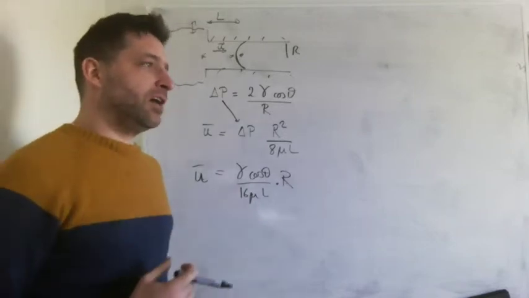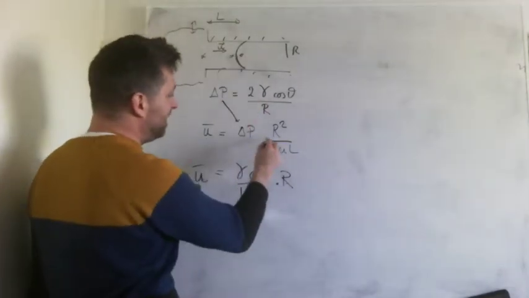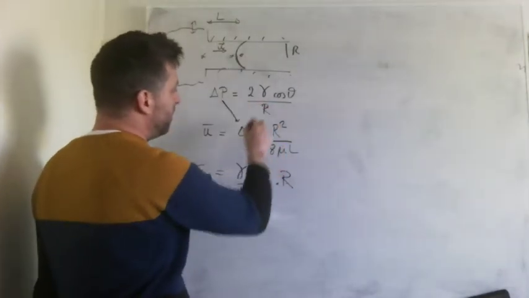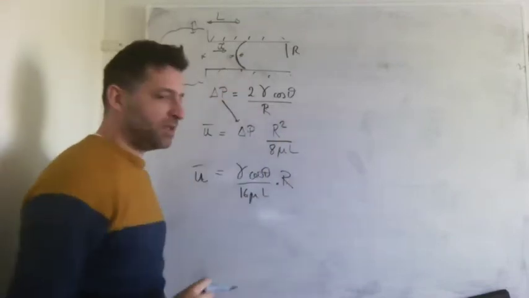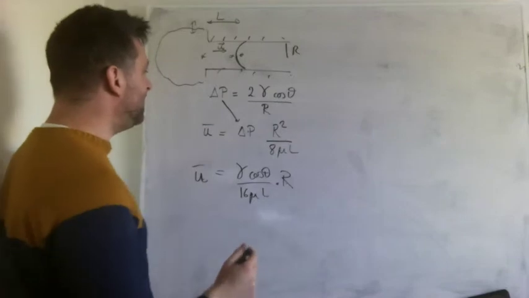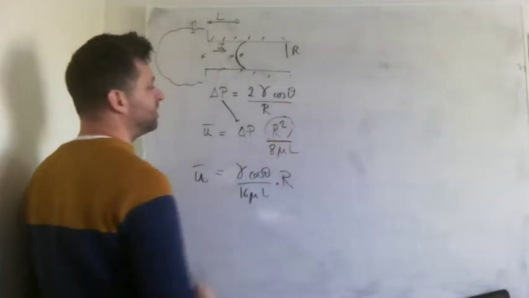Now this is a little bit counterintuitive because we see that actually the capillary pressure increases here with the smaller r. So the smaller the r, the larger the pressure that drives. However, we see that the fluidic resistance here scales with the power r squared.